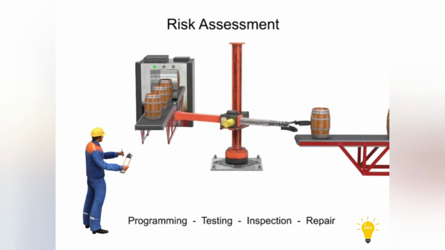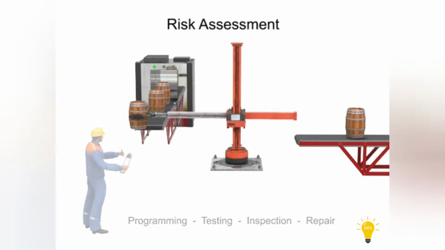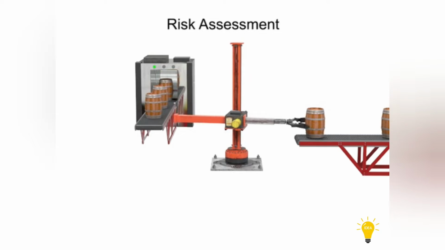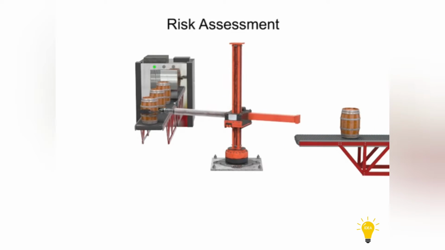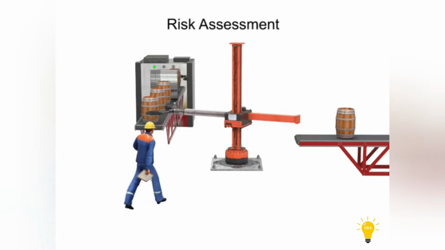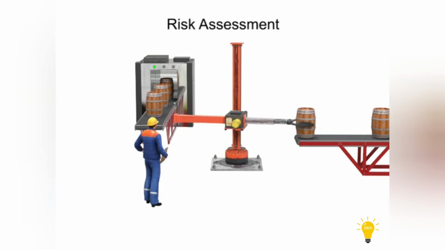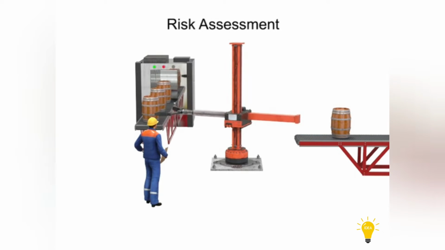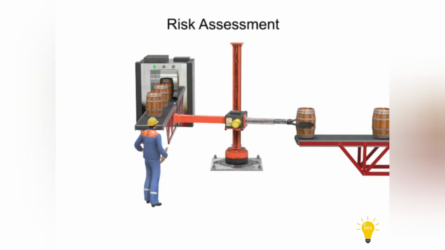By system design, robots rarely need human interaction during normal use and operation. But when programming, testing, inspection, or repair is required, humans are more likely to be in the robot's work area or work envelope. Unauthorized access to the robot's work envelope can be hazardous to personnel.